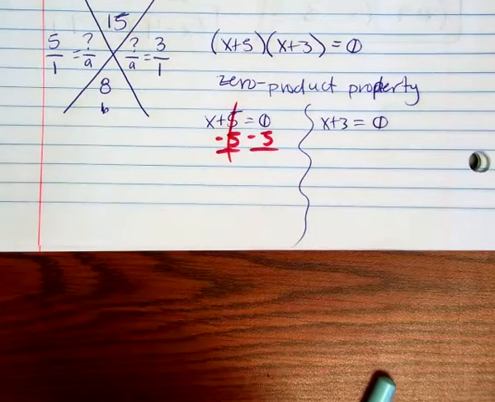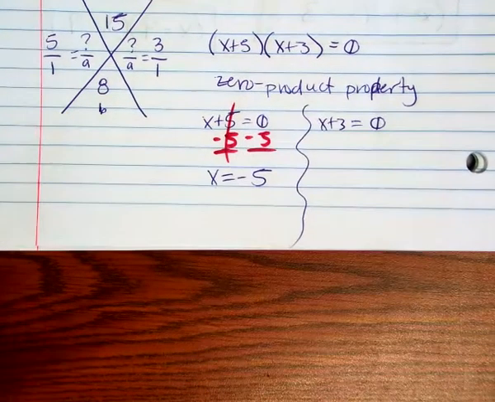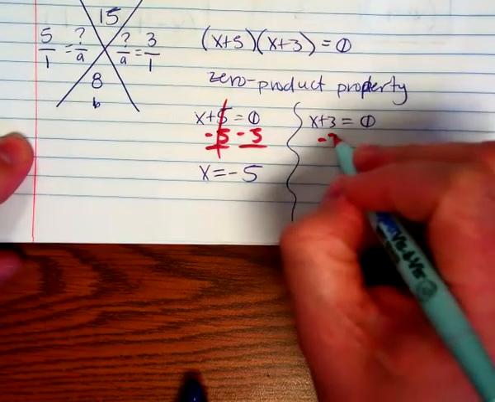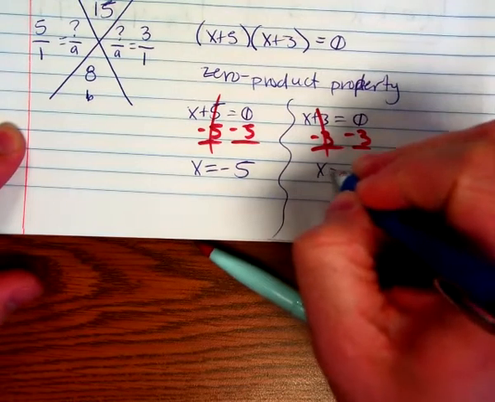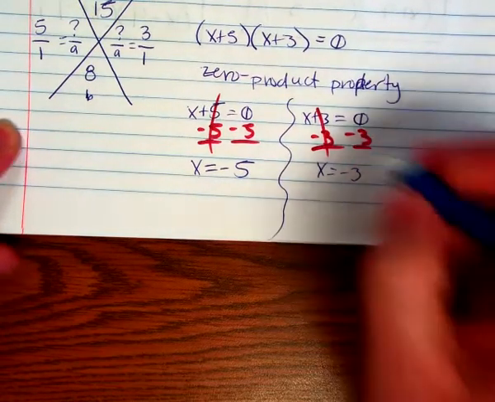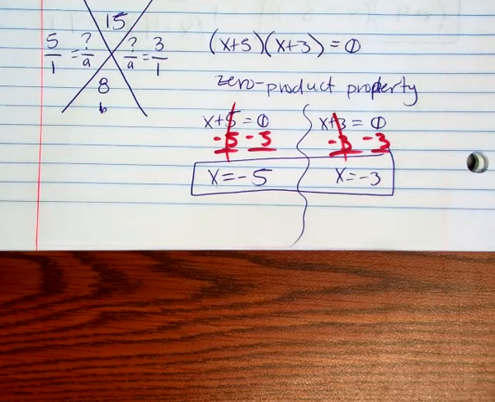Minus 5 on both sides. One of our possibilities is x equals negative 5. On this one, we'll subtract 3 on both sides. Our other possibility is that x equals negative 3. Those are our two solutions. When we solve a quadratic, how many solutions do we expect? 2. Very good. And here we have 2, negative 5 and negative 3.